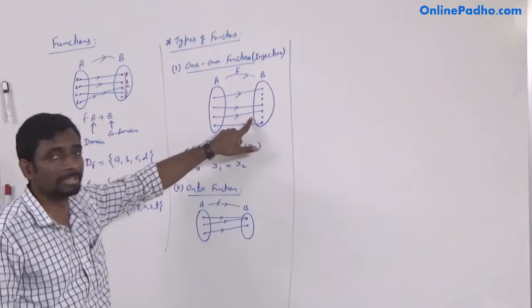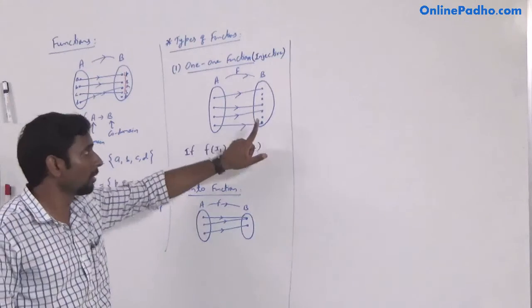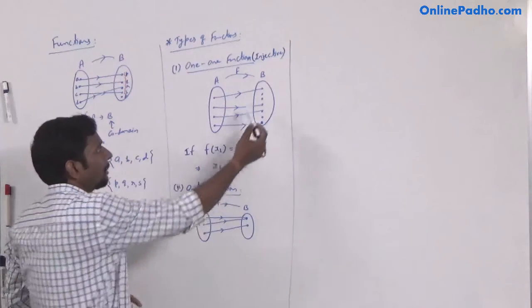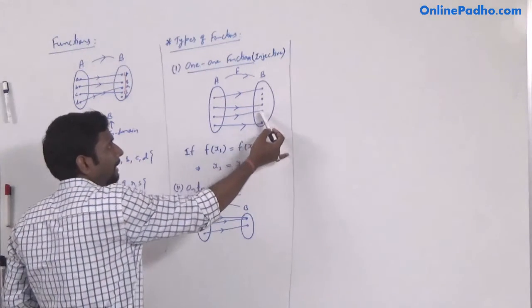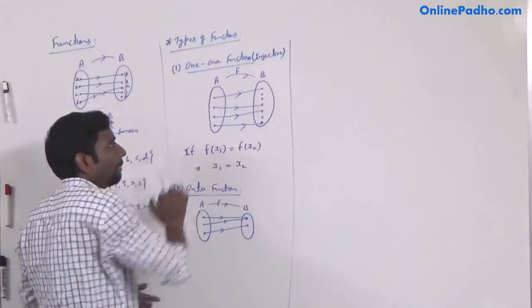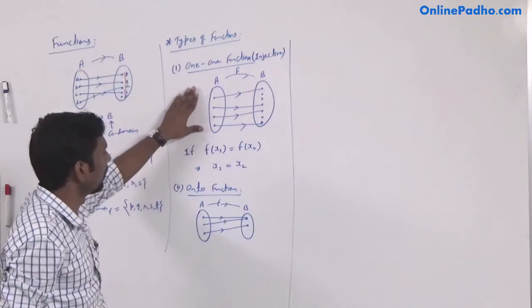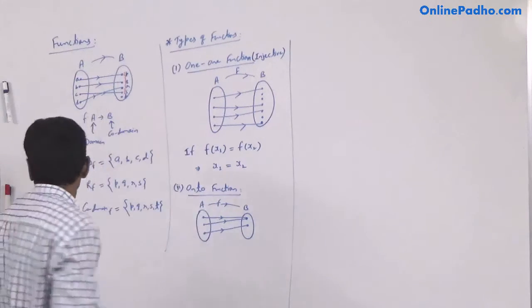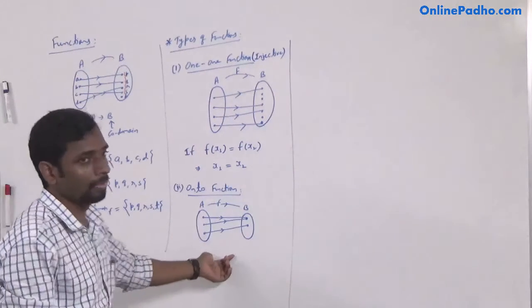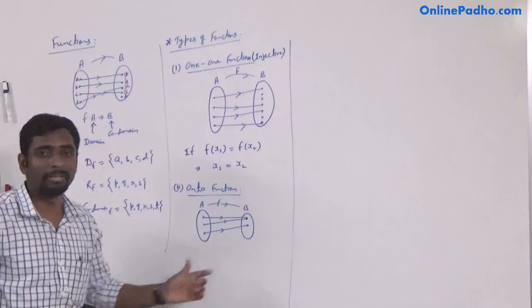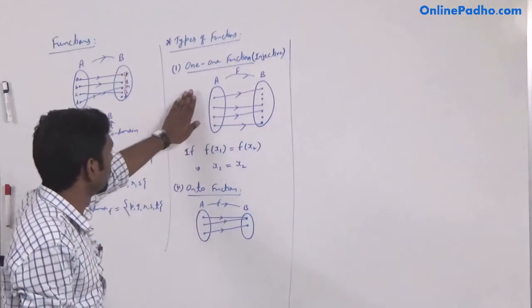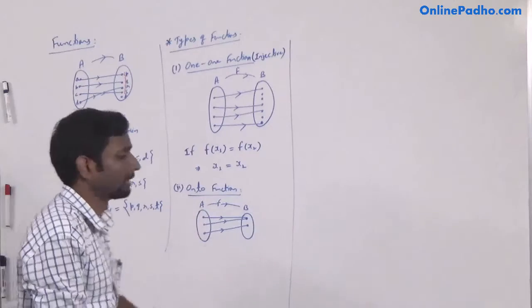This is not onto function. Why? Because we have some elements here, this one and this one, and there is no pre-image of these elements. So this function is not onto function. But this function is onto function, right? So this function is one-one function and this function is onto function.